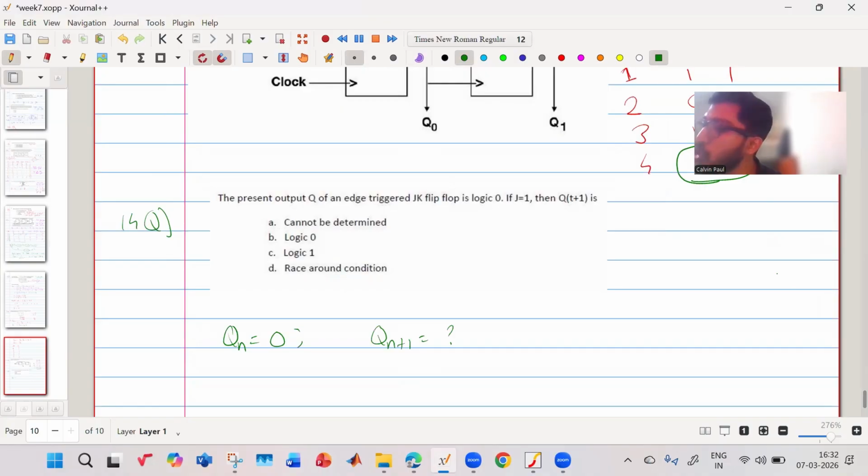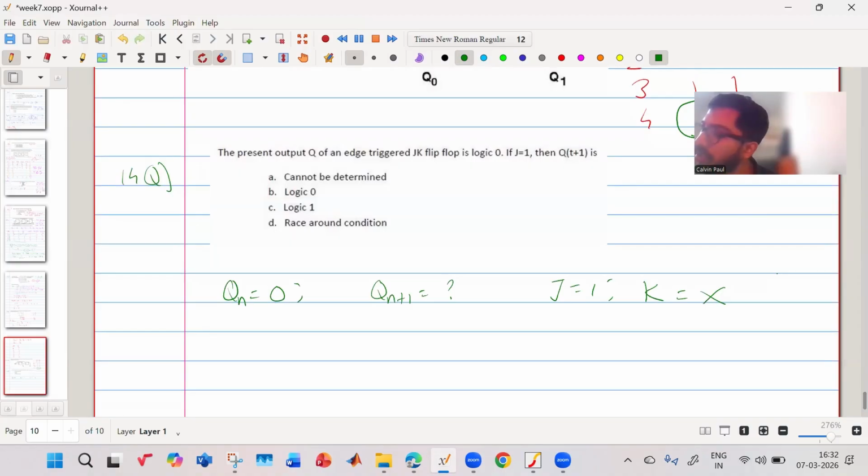You know for sure that J equal to 1. But K is unknown to you. So can you tell me what would be Qn plus 1? So let us go for the characteristic equation, which is very important. Qn plus 1 is what? J and Qn bar plus K bar and Qn, right? So what is it? It is 1 and 0 bar plus K and 0. So that means it is 1 and 1 plus 0. So it is 1. So I know at the next edge trigger, it would be logic 1.